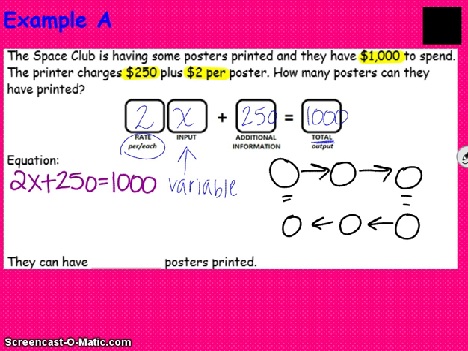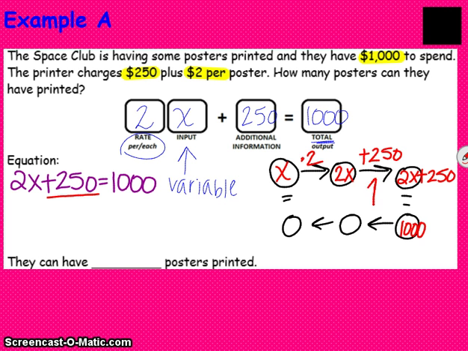So inside that first circle is going to be an X. What's happening with that X is I'm multiplying that by 2. And I know that X times 2 is just 2X. The next thing that's happening in my equation is to add 250. And I know that 2X plus 250 is just 2X plus 250. And that's all equal to 1,000.